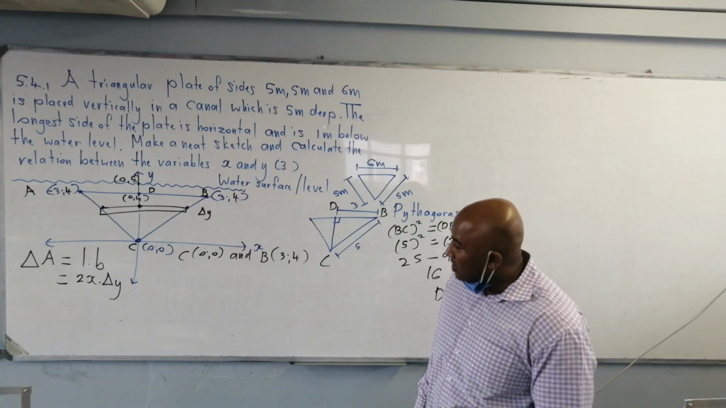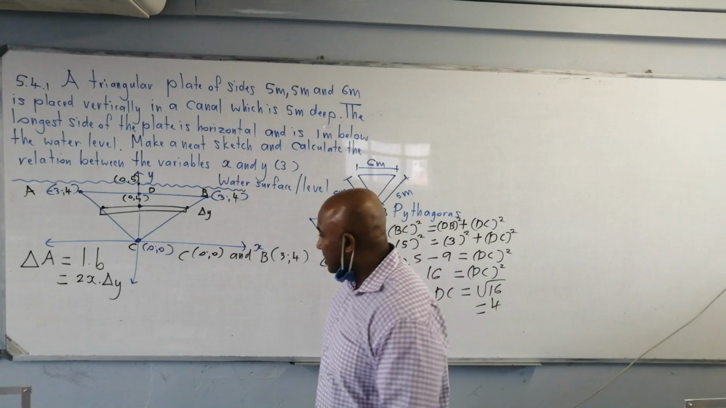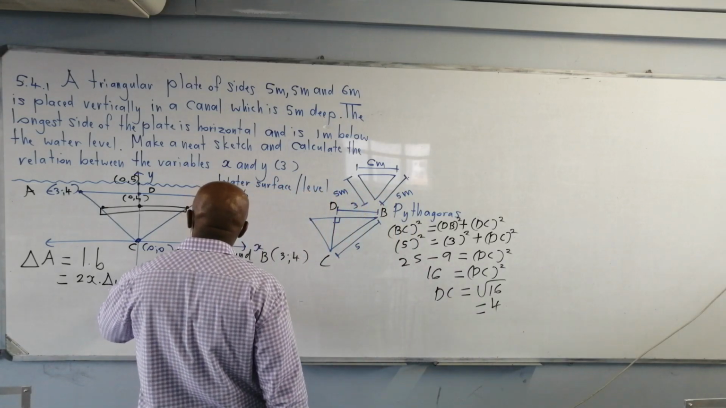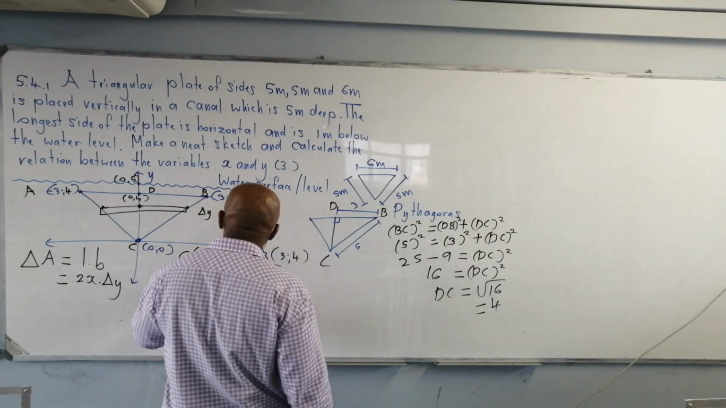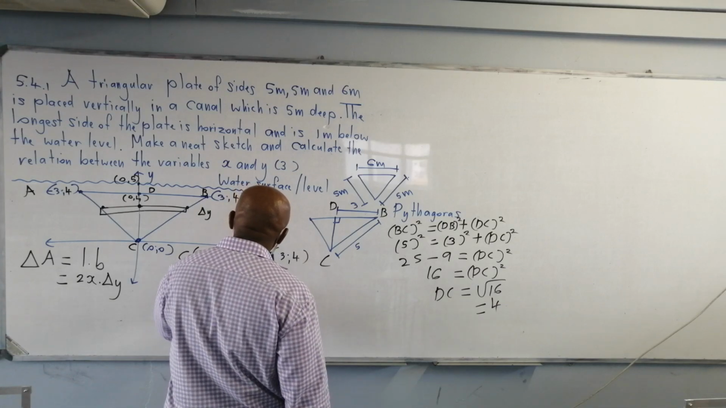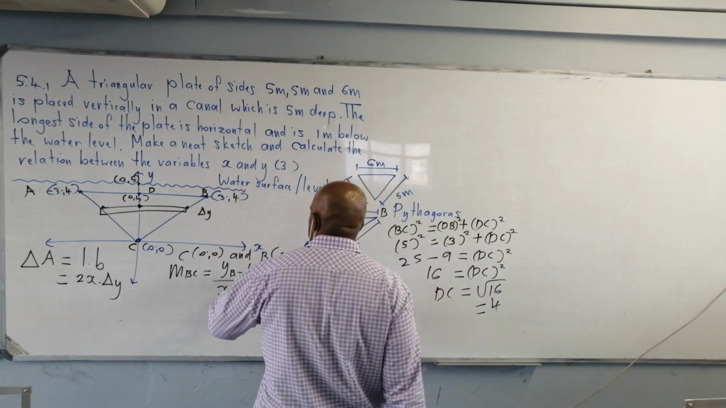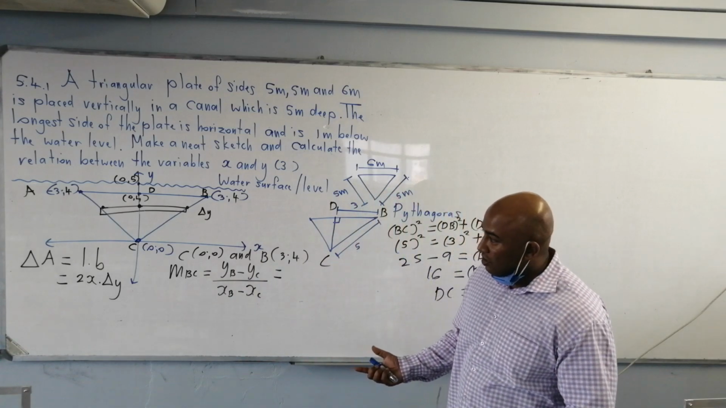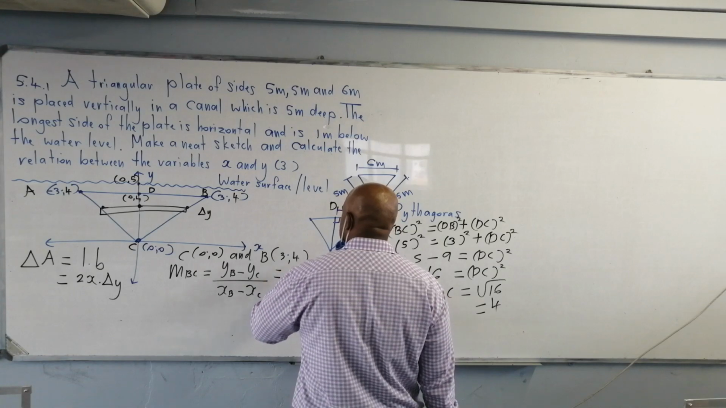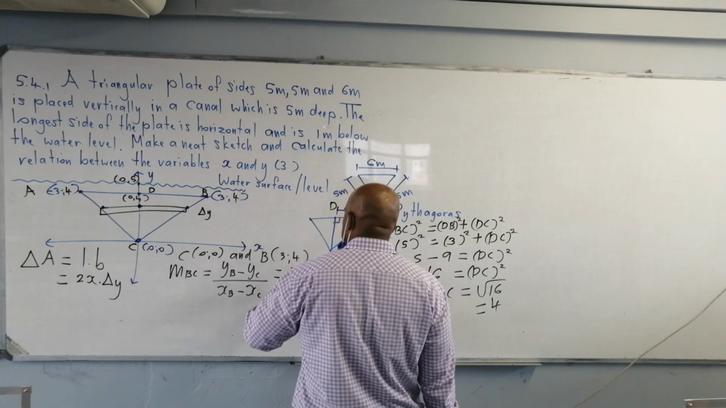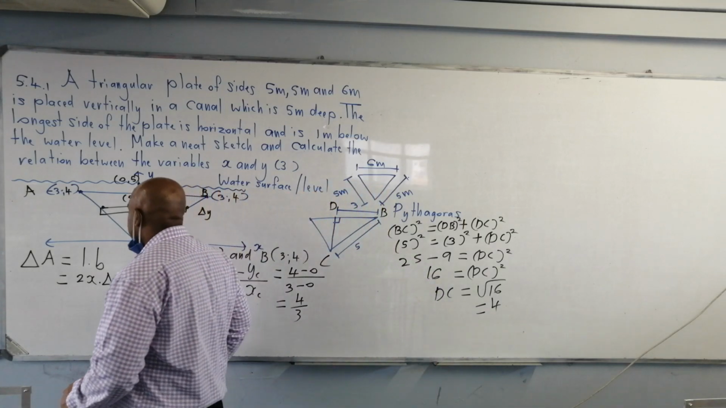So if I want to work out the equation of this line, I need to work out first the gradient. So I'm going to go M of BC is equal to (yB minus yC) over (xB minus xC), the change in y over the change in x, which you can do by inspection too, but let's just do it the proper way. So this will be 4 minus 0 all over 3 minus 0, which is equal to 4 over 3.